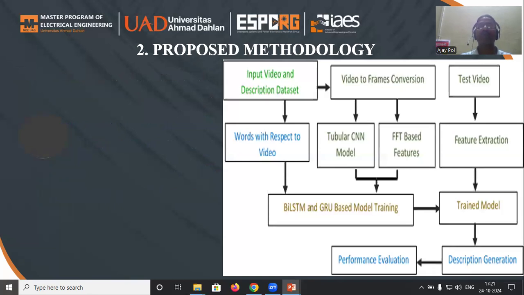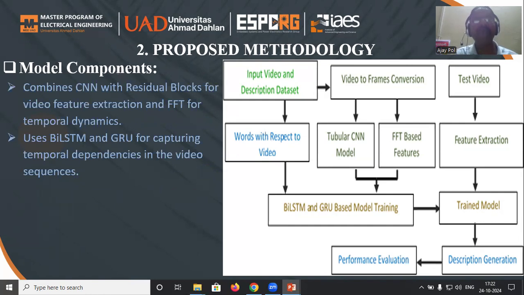So this is our proposed methodology. The proposed methodology combines FFT and residual block based CNN for video feature extraction, along with BiLSTM and the GRU model for sign language interpretation.